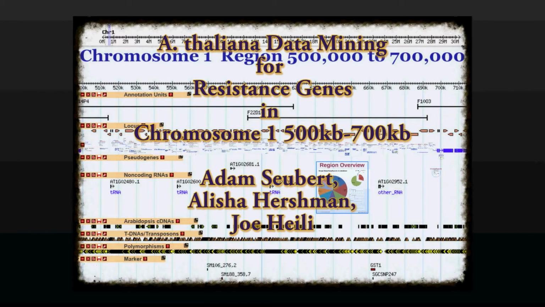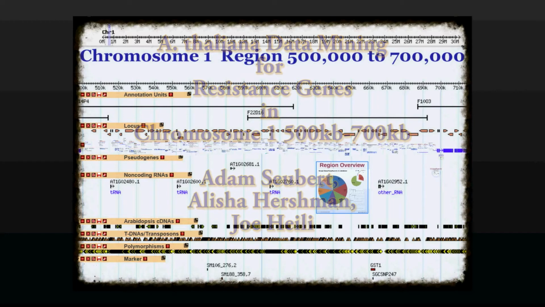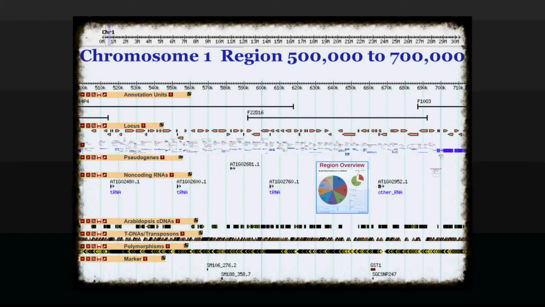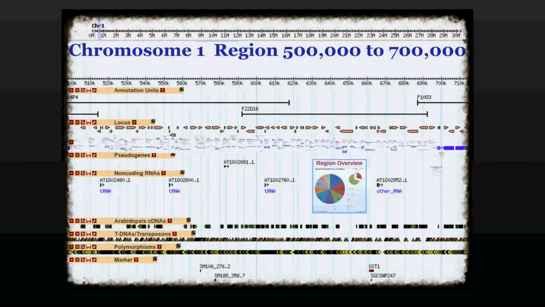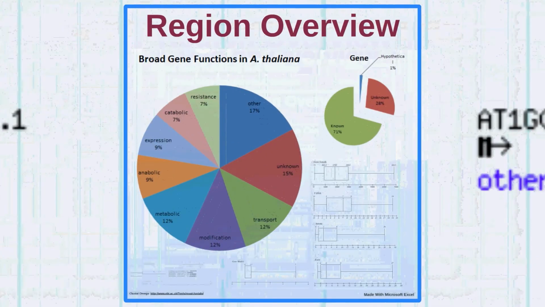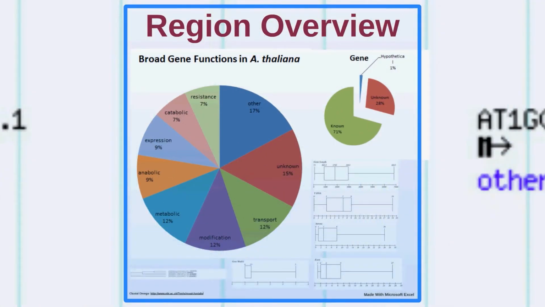Good afternoon, this is Group 1, looking at Arabidopsis thaliana Chromosome 1, region 500 kilobases to 700 kilobases, searching for potential resistance genes. Overall, in our 200 kb range, we found a total of 65 genes with about 1 every 3 kb, which is a little denser than the general rule of 1 gene per 5 kb.